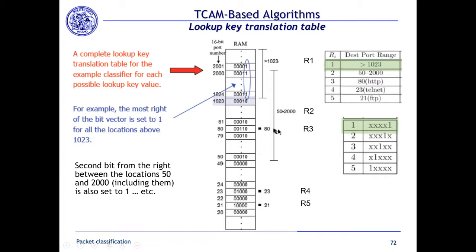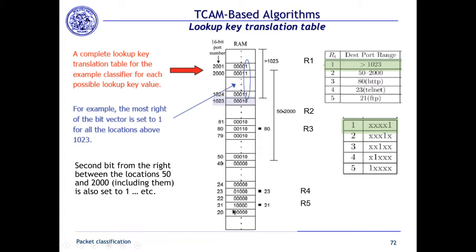Which are the other conditions? The third one is equal to 80. Then we have equal to 23. Then we have equal to 21. So here we will set the third bit to 1. Here we will set the fourth to 1. And here we will set the fifth to 1.